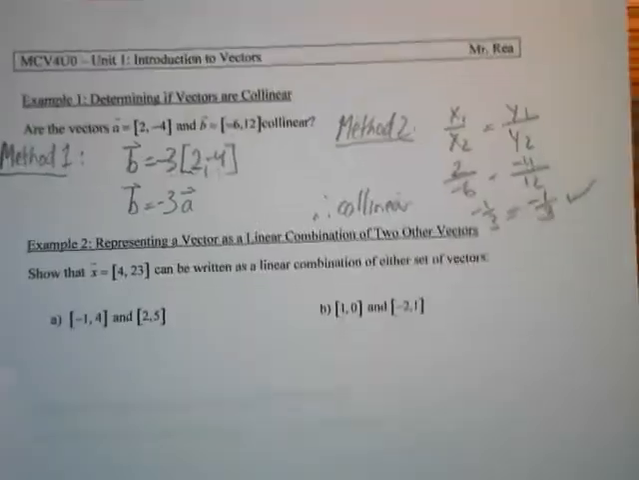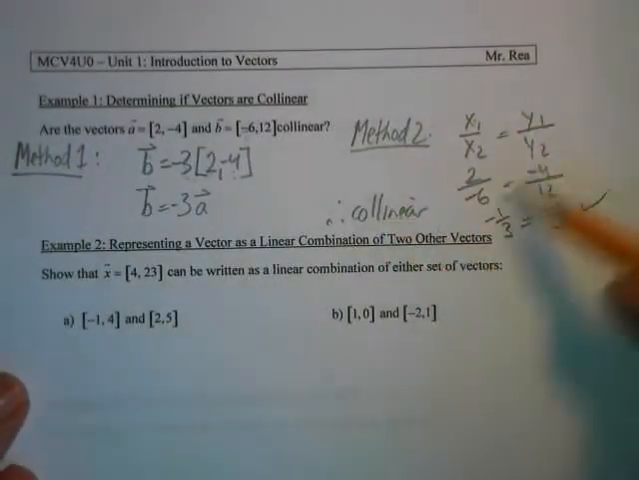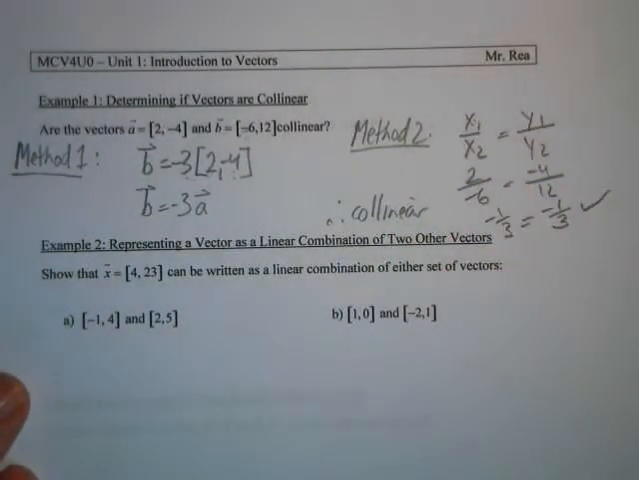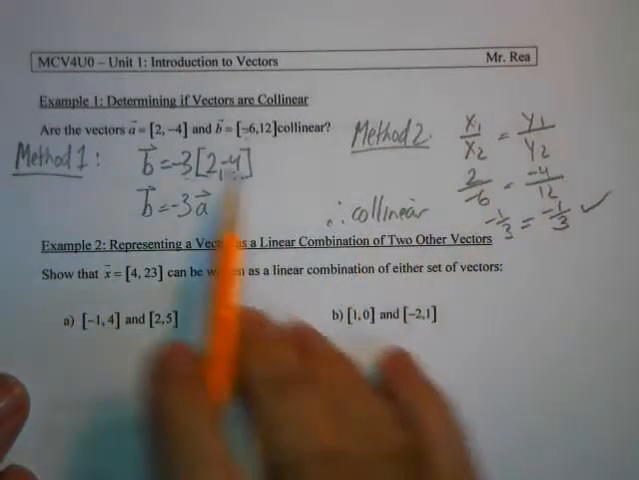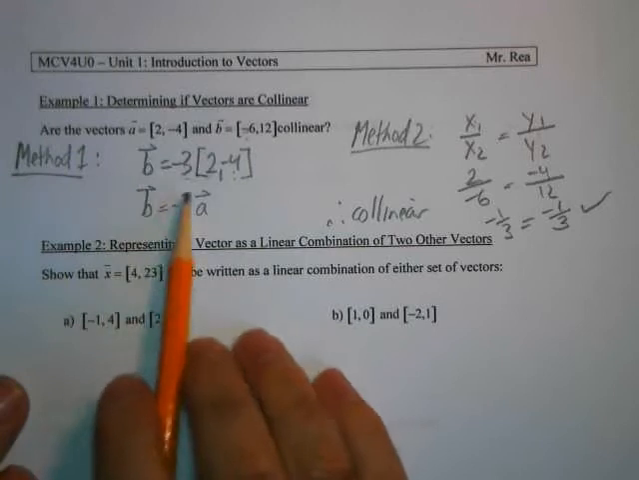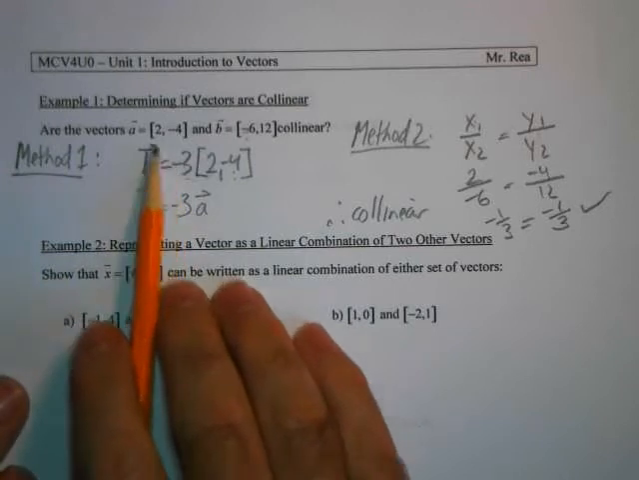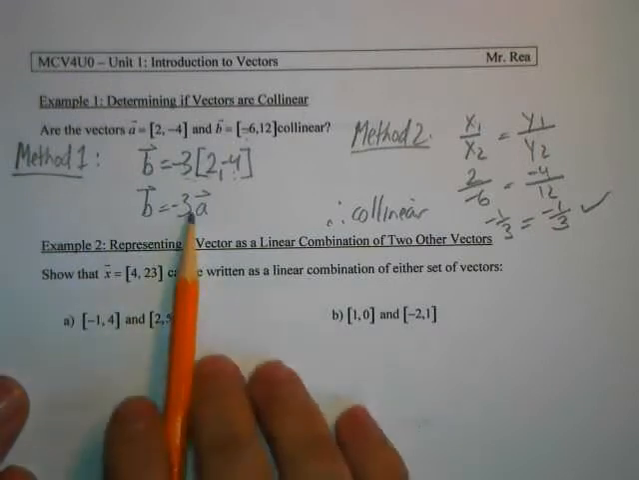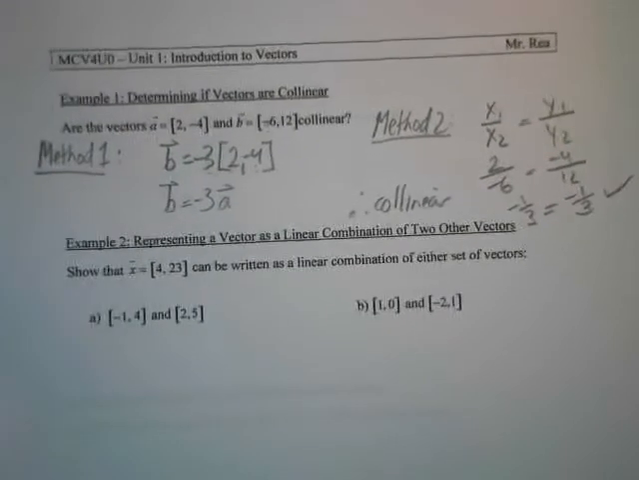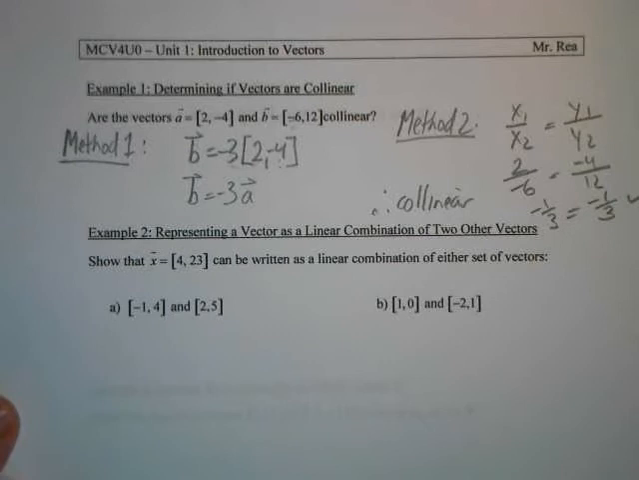Okay, so that's the two methods. So you could do the ratios, prove that the ratios are equal, therefore they are collinear, or you could just try to find the scalar that does in fact turn one vector into the other. So therefore they would be collinear in both cases. Okay, so whichever way you prefer is okay.